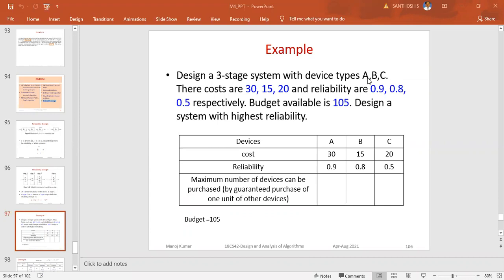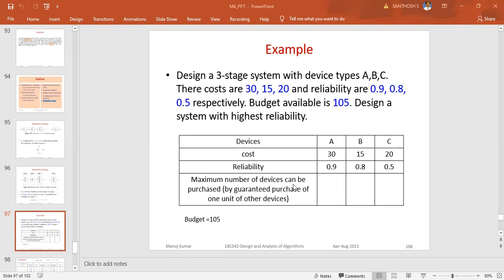Devices A, B, C have costs 30, 15 and 20, and reliabilities 0.9, 0.8 and 0.5 respectively. The budget available is 105. Design the system with the highest reliability. So the costs are 30, 15 and 20, and the reliabilities are 0.9, 0.8, 0.5.